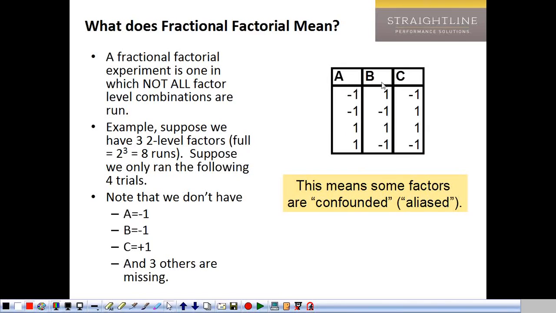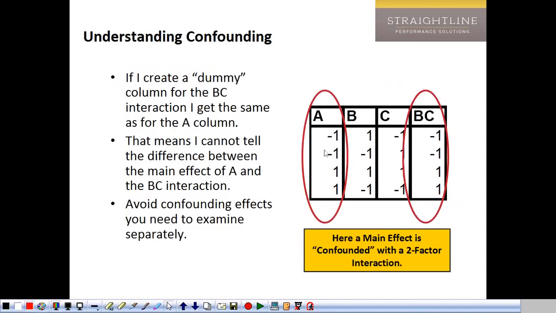Now, suppose we wanted to estimate an interaction, let's say the BC interaction. Let's see what happens with confounding. Well, confounding works like this. If we wanted to construct the BC interaction, that would be B times C, right? So negative times negative is positive, plus times negative is negative, minus times plus is minus, plus times plus is plus. But we'll notice now that this column is the same as column A.